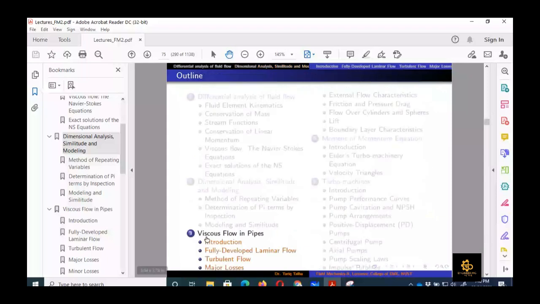As you know, in the very first lecture of this fluid mechanics course, I gave you an introduction that there are two types of flow. One is internal flow and one is external flow. External flow we are going to cover in chapter number 9. So first we will cover viscous flow in pipes. That is internal flow.